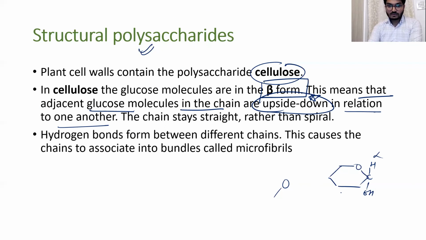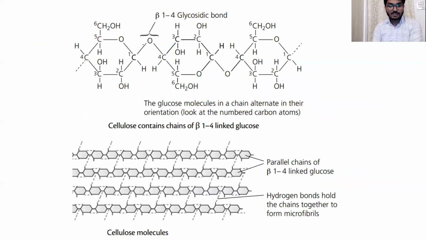Okay, fine. So as you can see in this image, what they are telling you is that this is the beta 1,4 glycosidic bond. How?